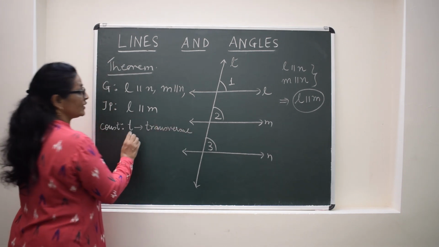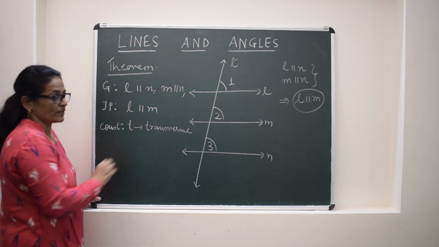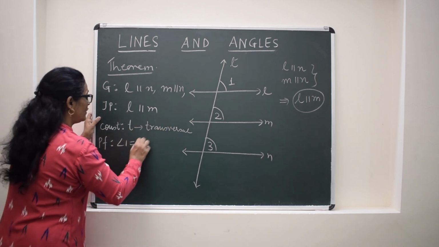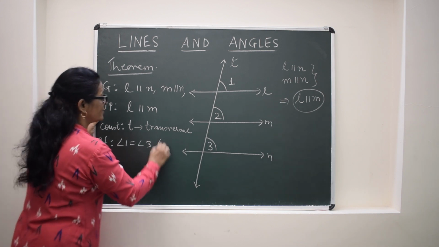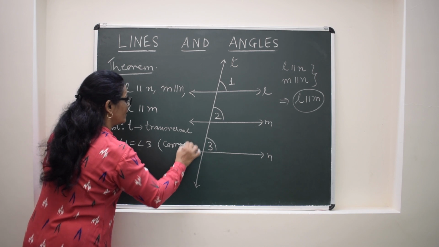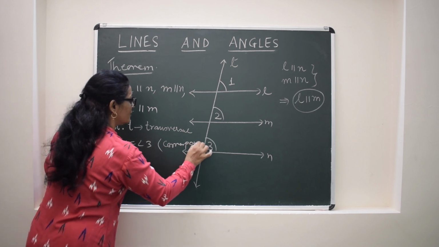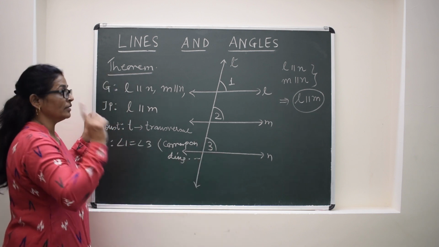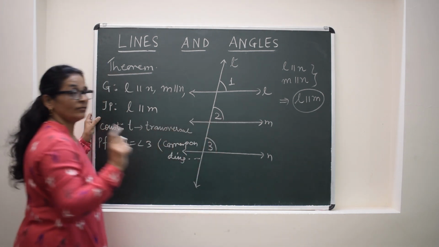So we can simply say draw T as a transversal. Now for the proof, angle 1 will be equal to angle 3. What is the reason? Corresponding angles are equal. So we can specify here corresponding angles are equal. Similarly, angle 2 and angle 3 will also be equal.